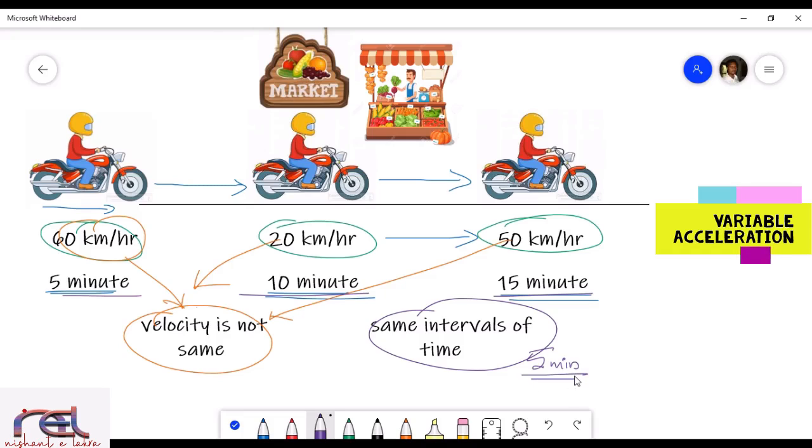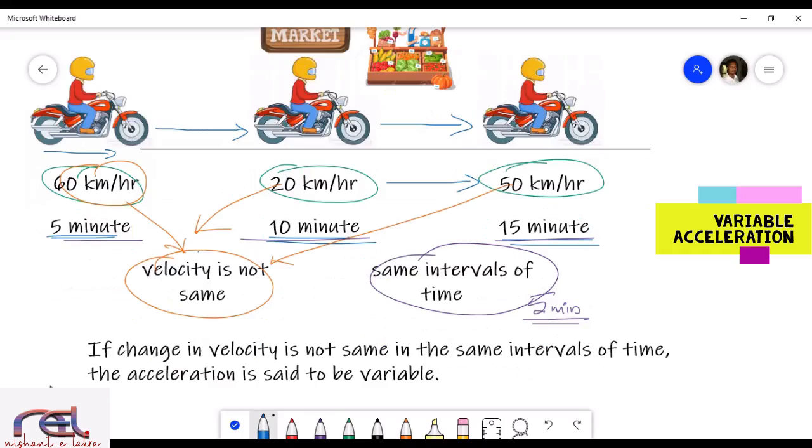But what is not same? Velocity is not same. And so if change in velocity is not same, like in the illustration that I've showed you, if change in velocity is not same in the same intervals of time, then the acceleration is said to be variable. This is what is variable acceleration.